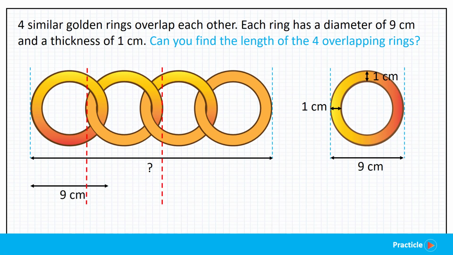But what's the additional length that this adds to the first ring? We know that the first ring is 1 cm thick all around, so this makes this length over here 1 cm, and the same goes for the second ring, correct? So that makes the total length of this overlap 1 plus 1, 2 cm. Now since this length has already been counted when we look at the length of the first ring, do you know what's the extra length that we're adding to the first ring when we add this second ring? It's going to be 9 cm minus this part of 2 cm, which gives us 7 cm.